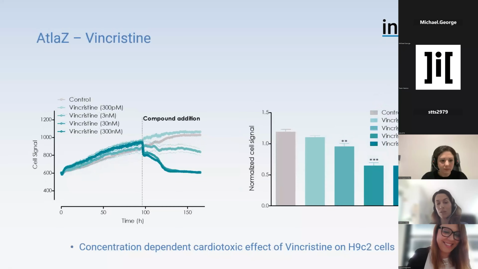Now it's getting a bit more interesting. We have a cancer therapeutic agent here, vincristine, and we see a concentration-dependent decrease once we added the compound. So basically an increase in the toxicity that is also visible here when you look at the analyzed data. The higher the compound concentration is, the more toxic it gets for the cells.